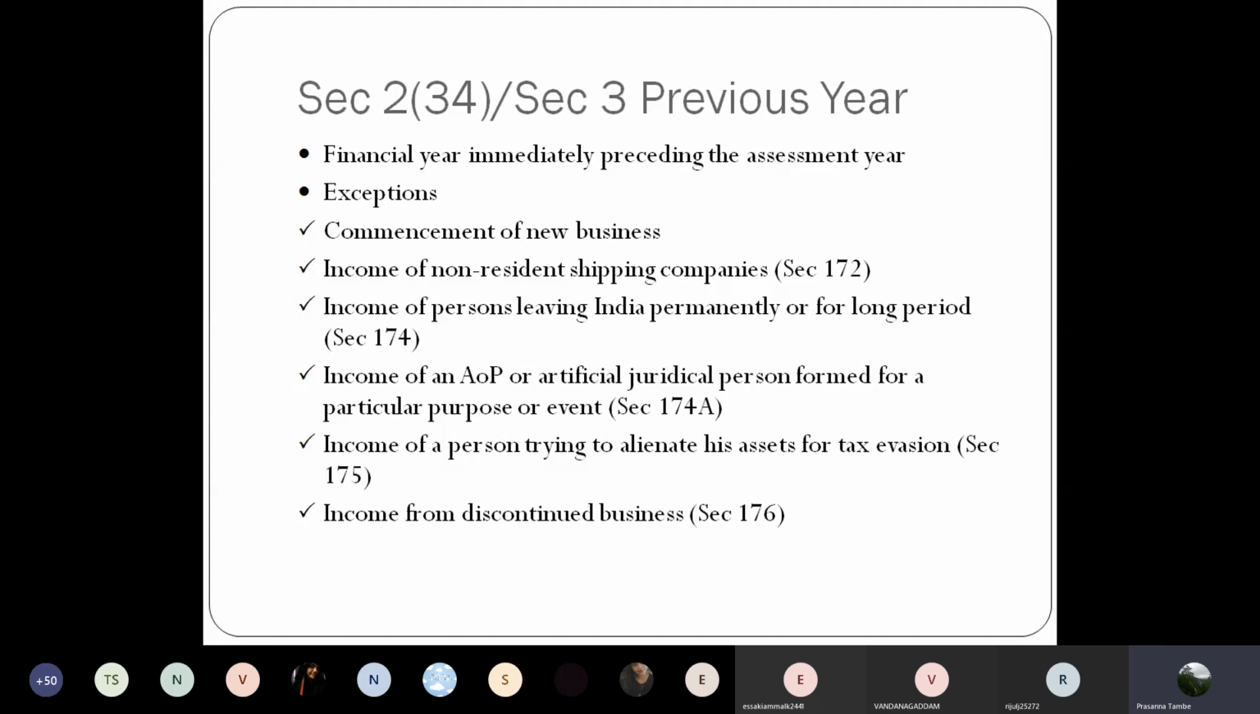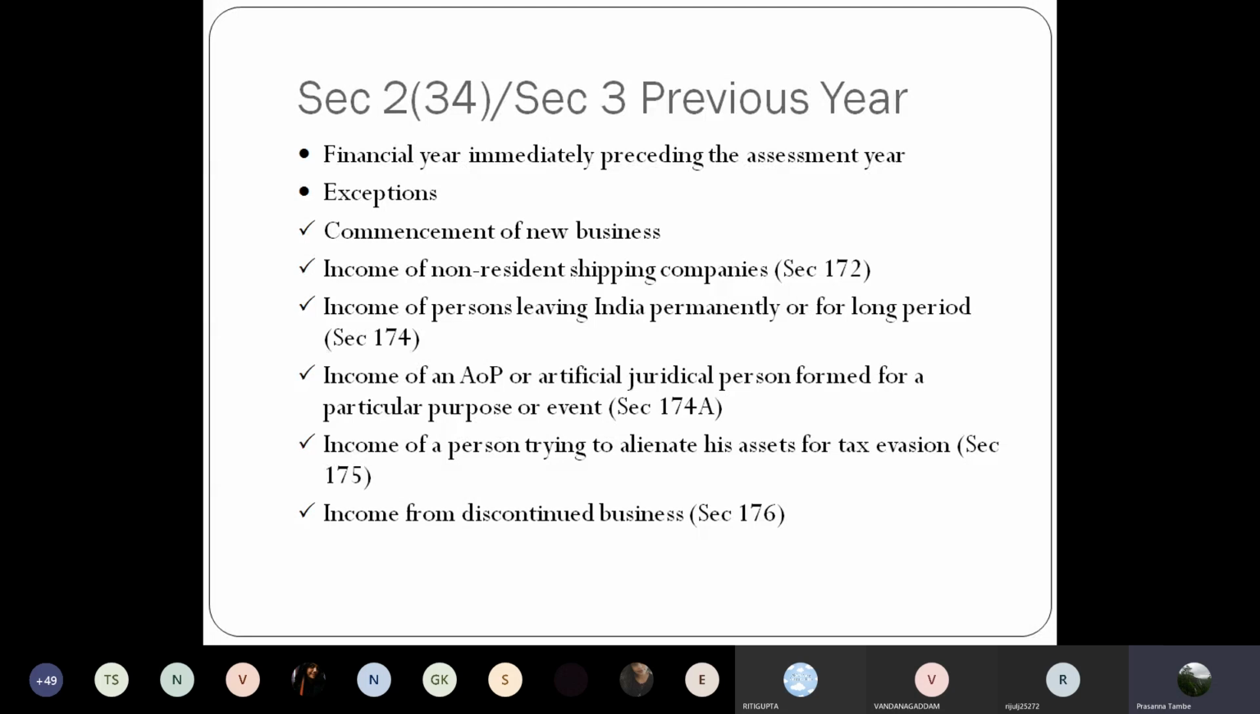And the last is income from discontinued business. Suppose you discontinue the business in the previous year. Then again, it will not be a full-fledged previous year. It will be only part of the previous year. That is 1st April till the date on which you discontinued the business. That will be part of your previous year for all practical purposes.